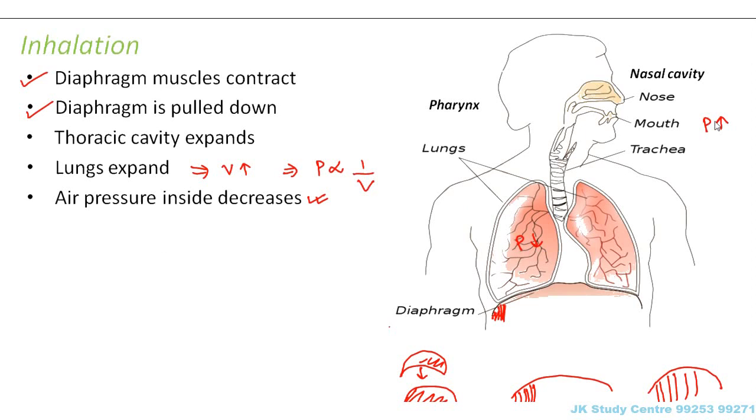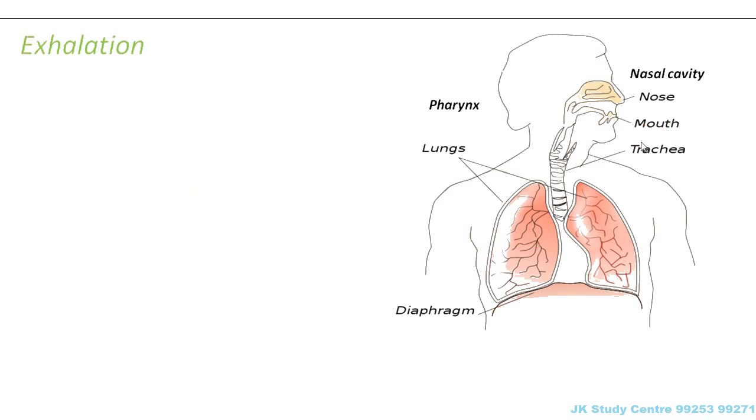As a result of this difference in pressure, air will flow from the region of higher pressure to the region of lower pressure. So this is the region of higher pressure and this is the region of lower pressure. So the air will flow in. And this is what happens in inhalation. Right? So air will flow from outside to the lungs. From lungs it will go to the capillaries, then to the cells, and in the cells the respiration will happen. Clear?